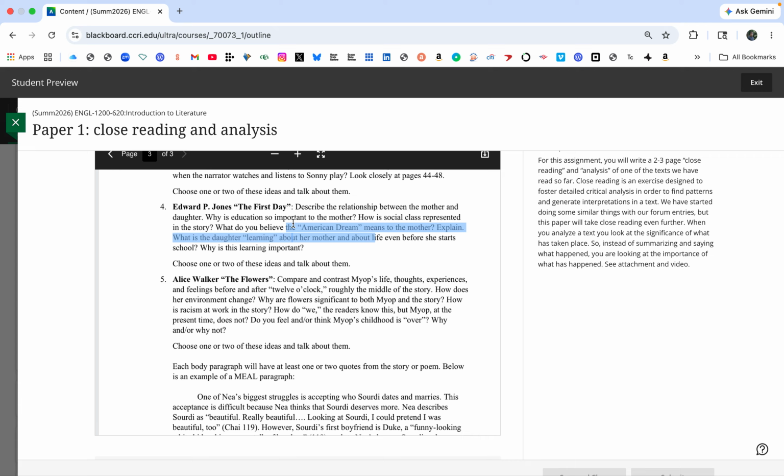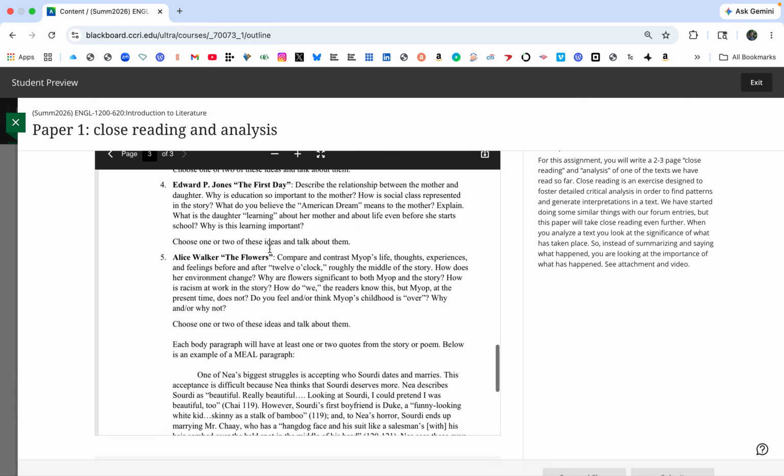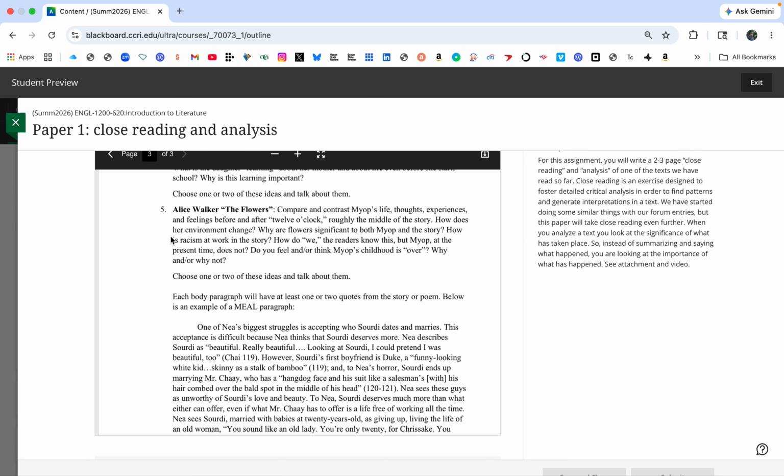To the mother, right? Education's everything. Despite everything we think about education, it's still one of the few forms of social mobility. Alice Walker's "The Flowers."